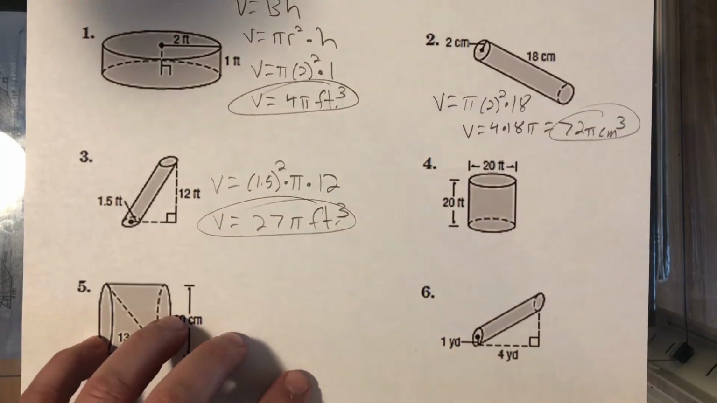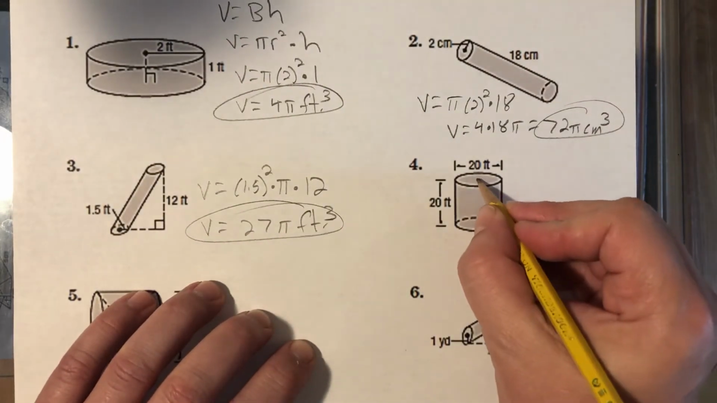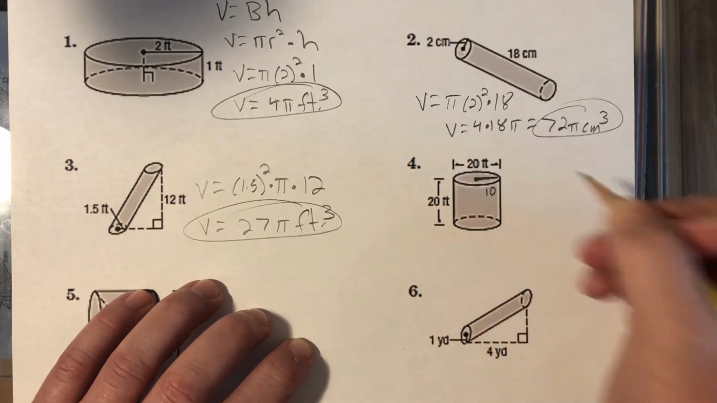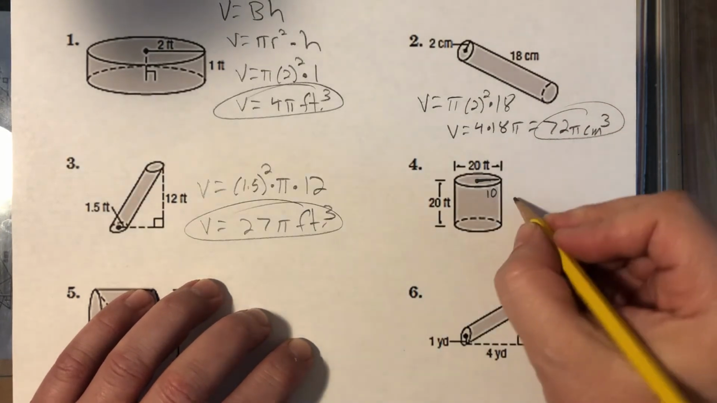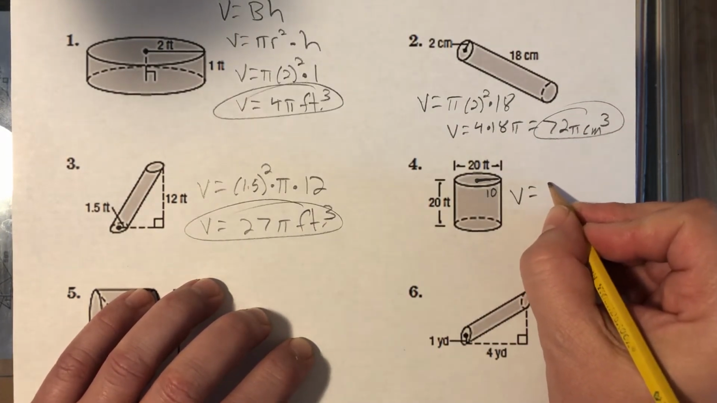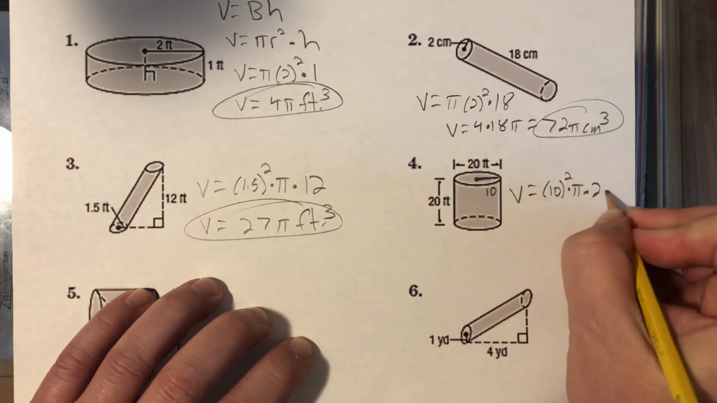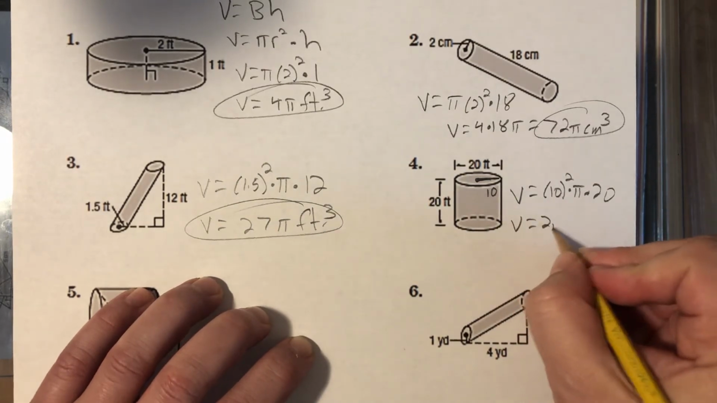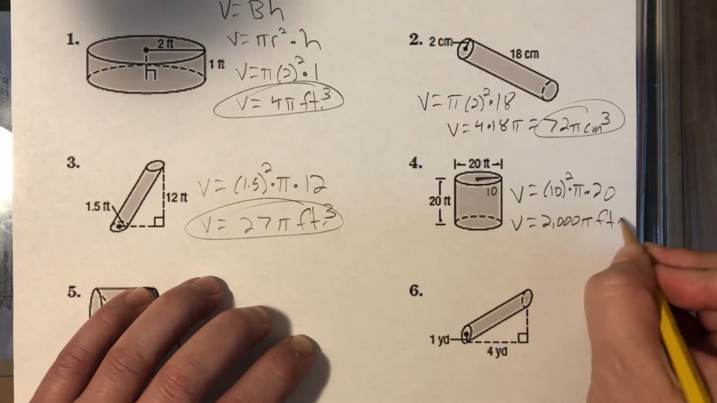Next one, the only thing tricky about this is that they give you the diameter, not the radius, but obviously the radius is 1/2 the diameter, so the radius would be 10 feet. So volume is equal to 10 squared times pi times 20. So the volume here is going to be 2,000 pi cubic feet.